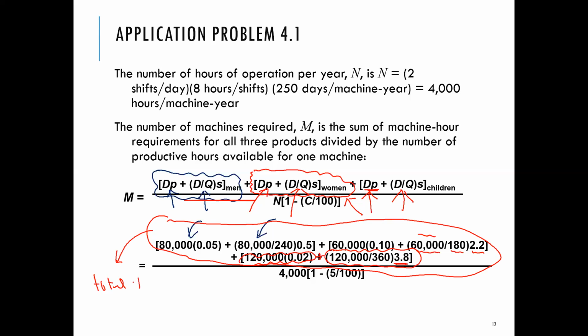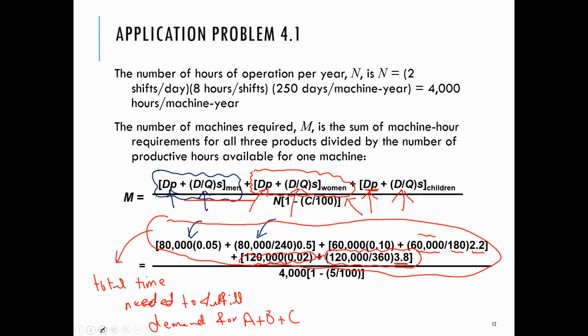total time needed to fulfill the demand for product A, which is men's sandals, plus product B, which is women's sandals, plus product C, which is children's sandals. So this takes care of our numerator. Now what is left is our denominator.